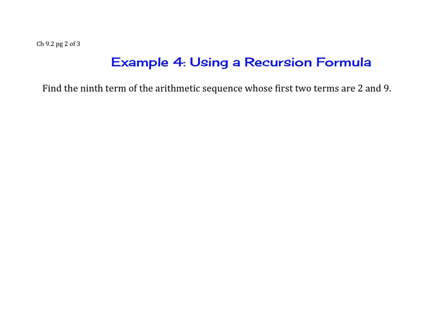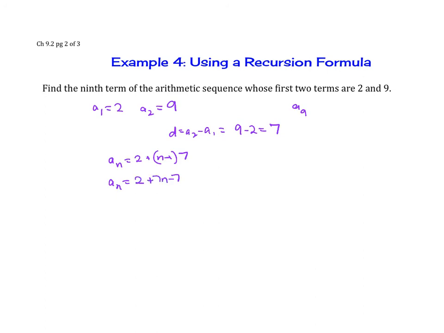So let's use the recursion formula. Find the ninth term of the arithmetic sequence whose first two terms are 2 and 9. So a sub 1 is 2, a sub 2 is 9, and we want to find a sub 9. So let's find the common difference. The difference is a2 minus a1, so that is 9 minus 2, so the difference is 7. So let's plug in what we have. a sub n equals 2 plus n minus 1 times the common difference of 7. So a sub n equals 2 plus 7n minus 7, or a sub n equals 7n minus 5.